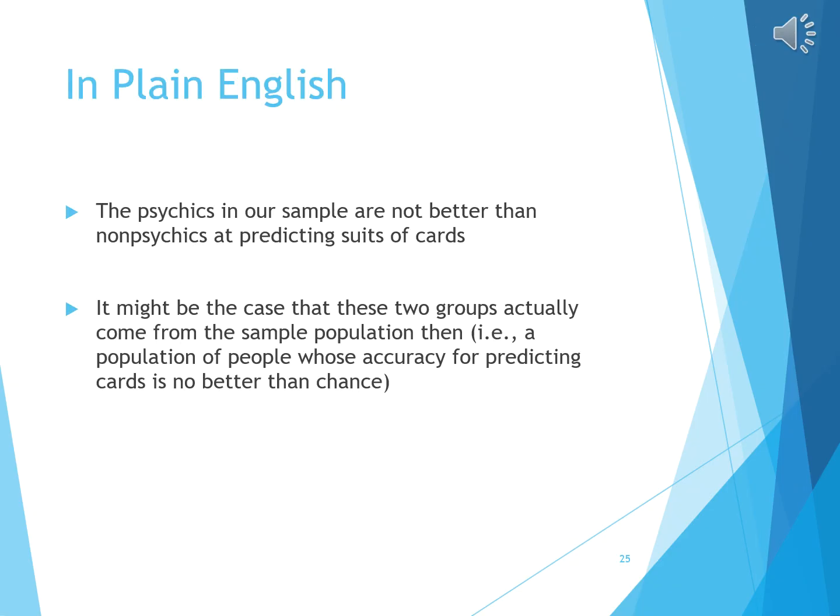So in plain English, the psychics in our sample are not better than non-psychics at predicting suits of cards. So ultimately, it might be the case that these two groups actually come from the same population. In other words, a population of people whose accuracy for predicting cards is no better than chance. But of course, more testing is needed. We never actually prove the null true in research. And so you basically would just try to amass a lot of studies that would tell you ultimately which way the evidence trends.